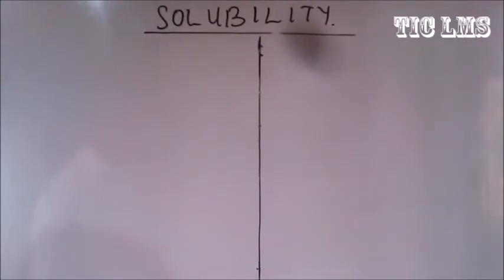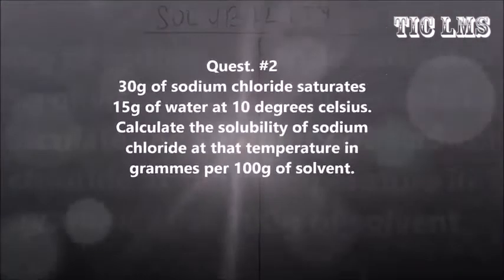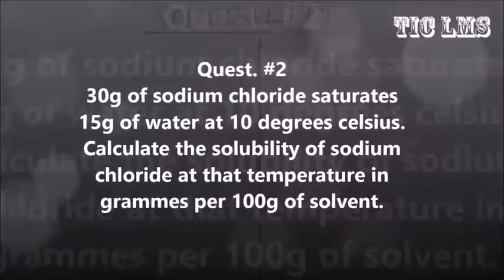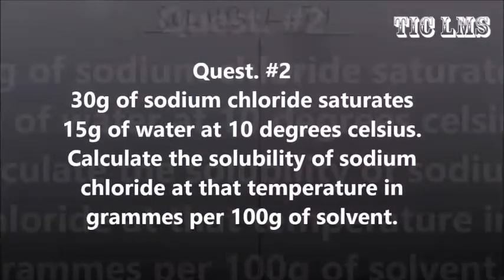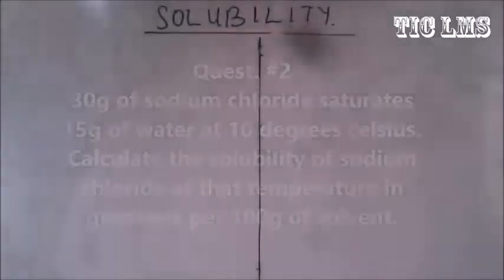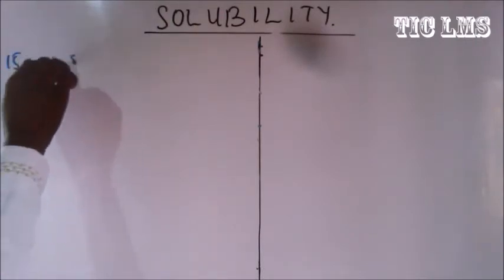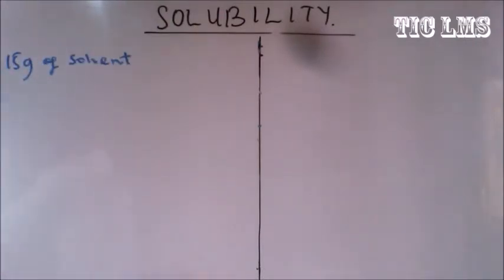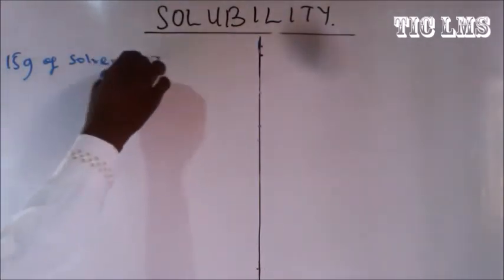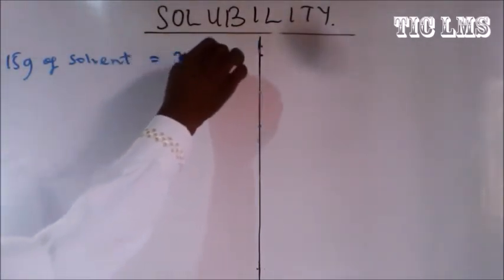Here is the next question, which says 30 grams of sodium chloride saturates 15 grams of water at 10 degrees Celsius. Calculate the solubility of sodium chloride at that temperature in grams per 100 grams of solvent. Now in this question, we were told that 30 grams of sodium chloride saturates 15 grams of water. So we have that 15 grams of water, which is the solvent, was saturated by 30 grams of NaCl.